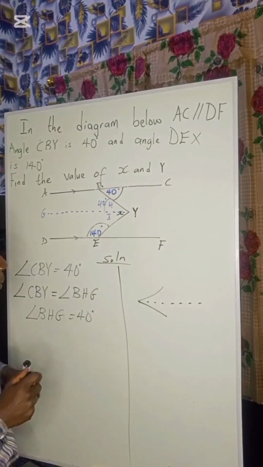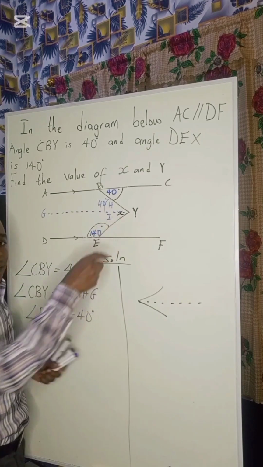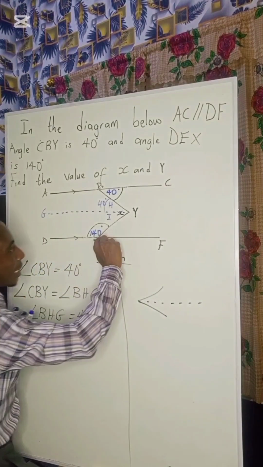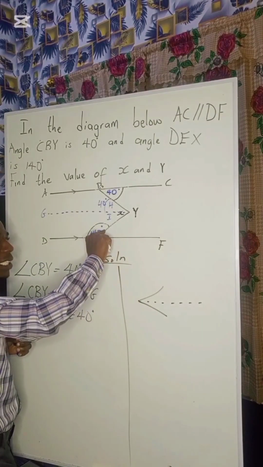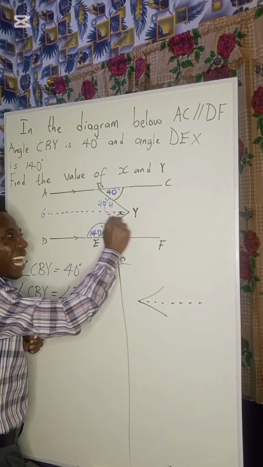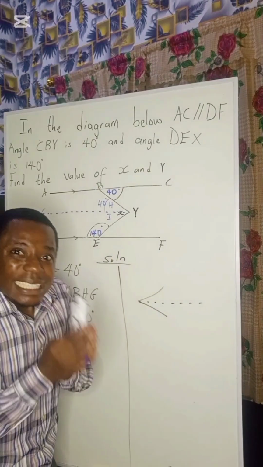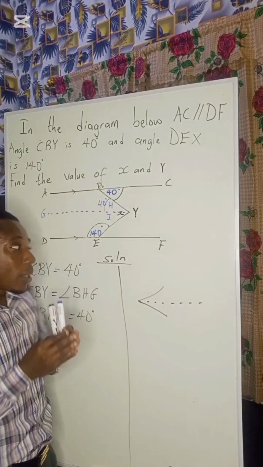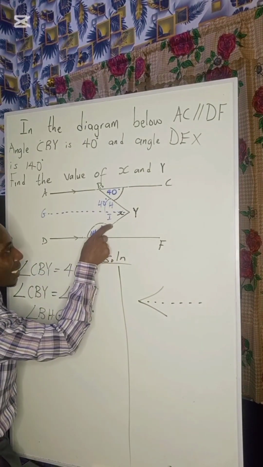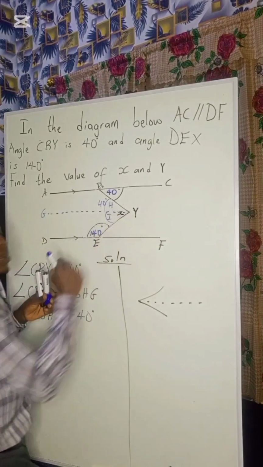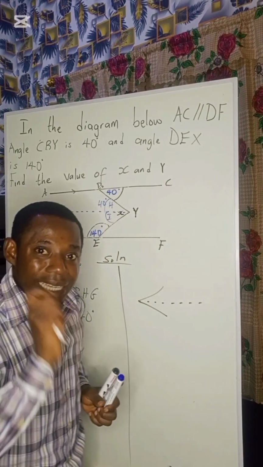How can we find I? We said that co-interior angles are formed on the same line. You see that this is one line here. We see 140 degrees on this, and we also see I on this. Co-interior angles sum up to 180 degrees, right? So we can add this to this side, another angle on the same line, and equate it to 180 degrees.